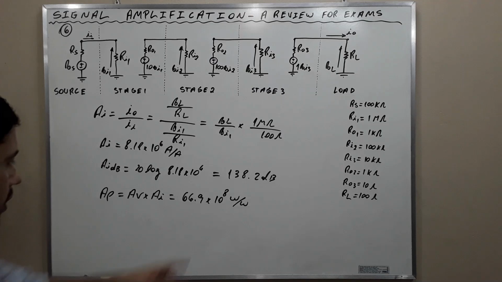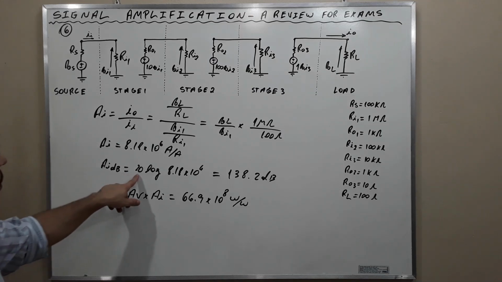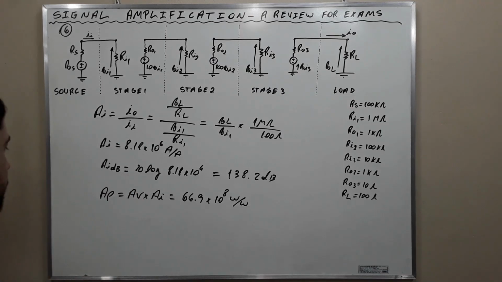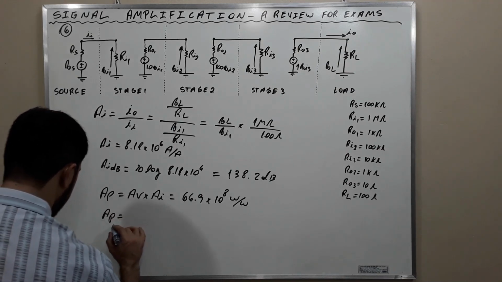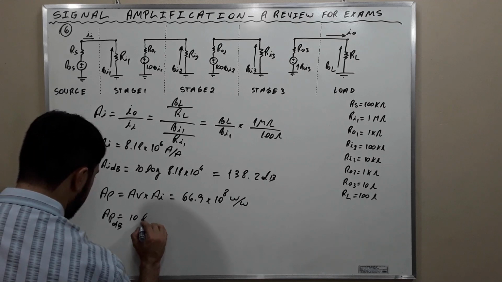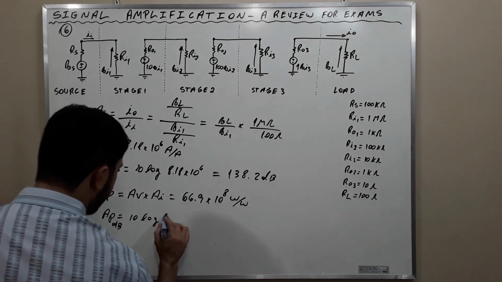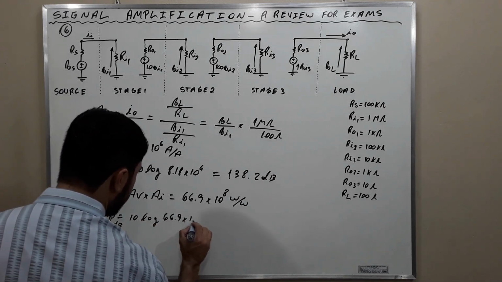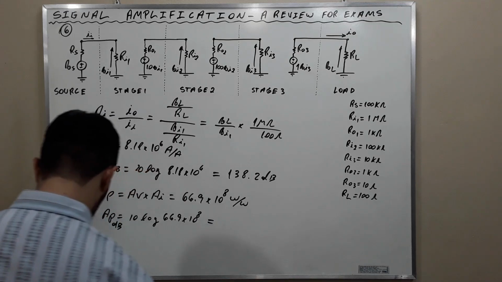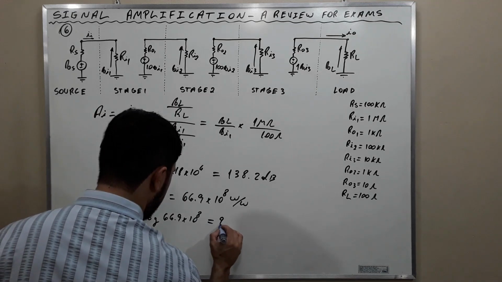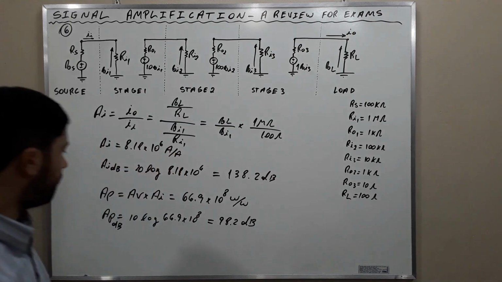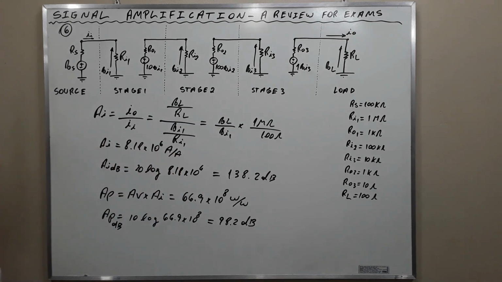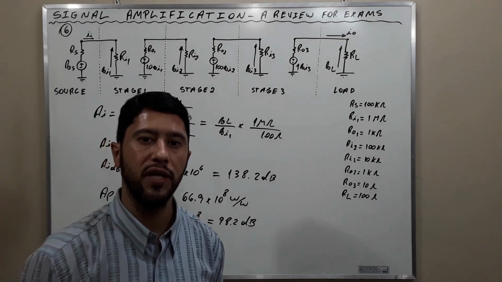And to convert this into logarithm, we don't multiply by 20. Remember this, we multiply by 10. So the power gain in decibels is equal to 10 times the logarithm of 66.9 times 10 to the 8th, which is equal to 98.2 decibels. Okay, my friends, this is all for this exercise. Let's go to the last. Let's go to exercise 7.